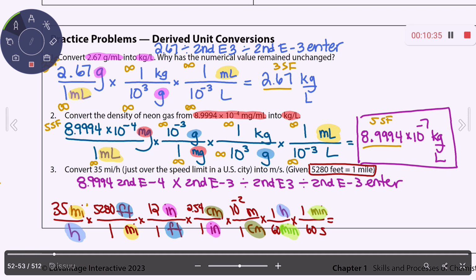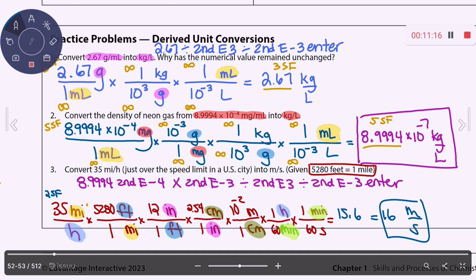Okay. In your calculator, you would multiply, multiply, multiply, multiply, divide, divide. Okay, so this would be 35 times 5280 times 12 times 2.54 times second E negative 2 divided by 60 divided by 60. You're going to get 15.6, but this is 2 sig figs right here. So therefore, you're going to round this off to 16. And this is meters per second.